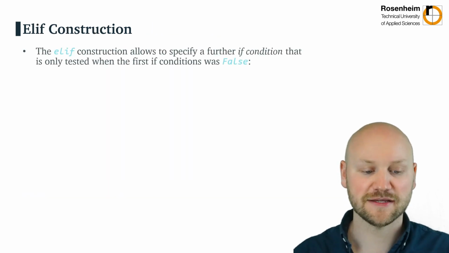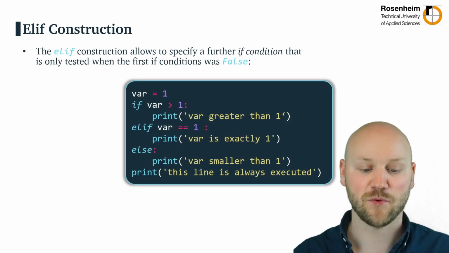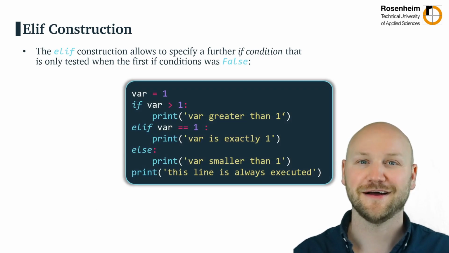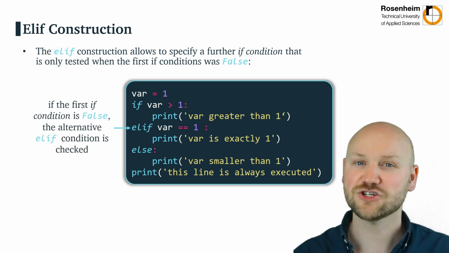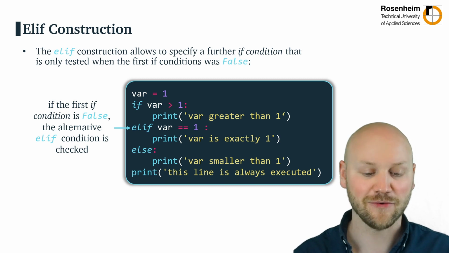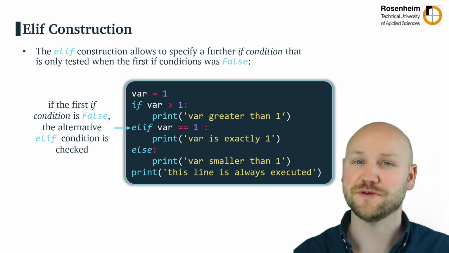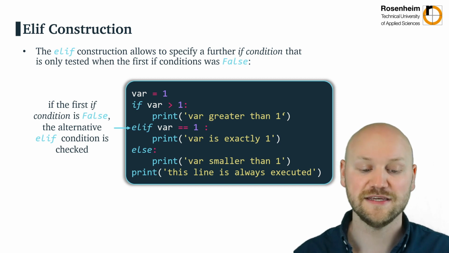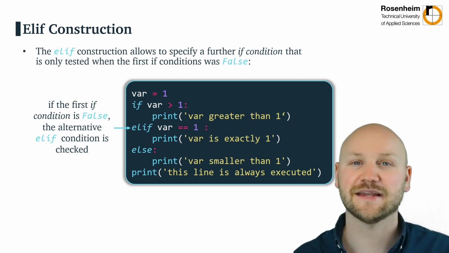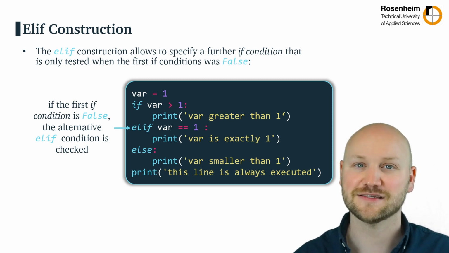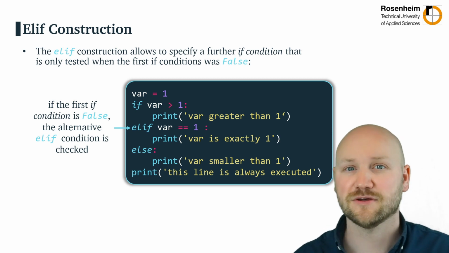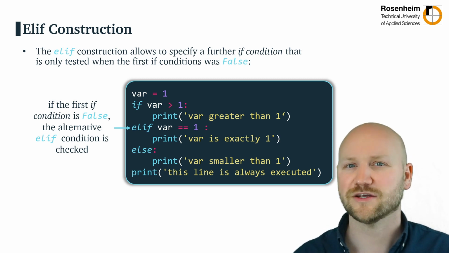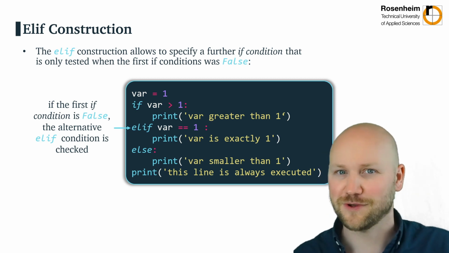So let's have a look at this example. We have the variable again initialized with 1. Then we have our if condition that is not satisfied, and what is now appearing between the if and the else part is a so-called elif, like for else if. We have another condition here that is only checked if the previous if or the previous elif was not true, because there can also be multiple elifs. We are checking this condition only if the previous ones were not correct.